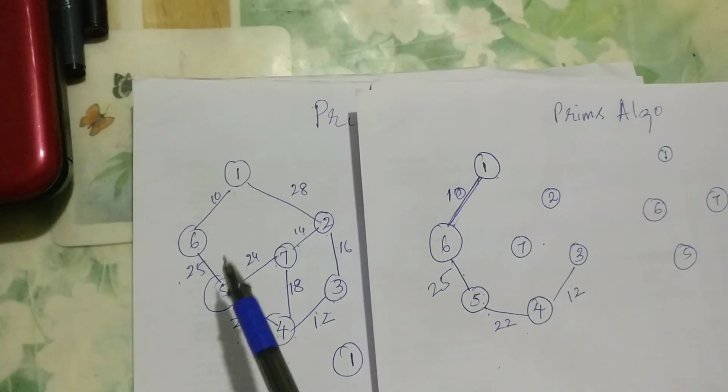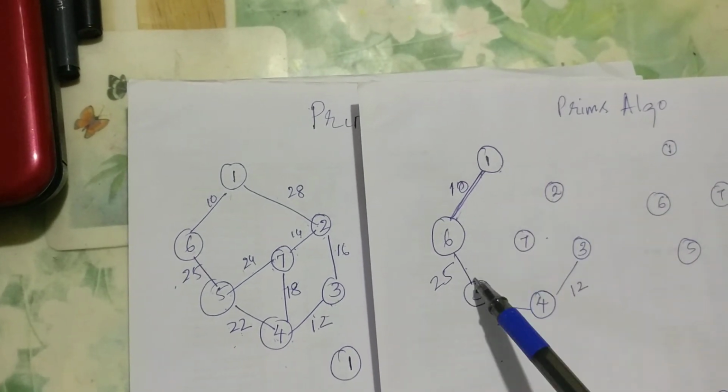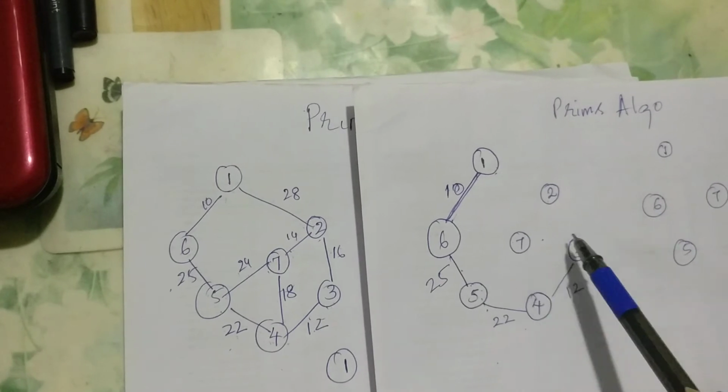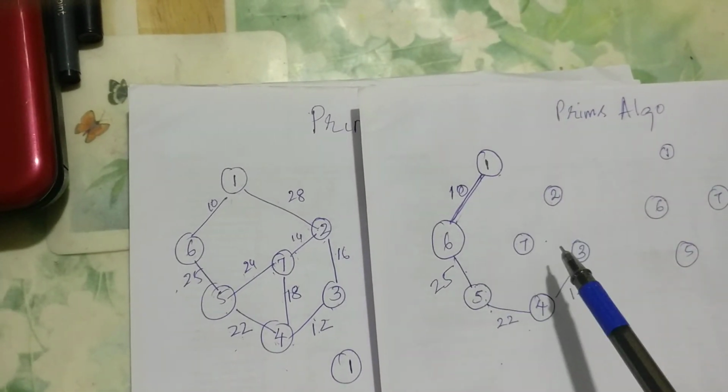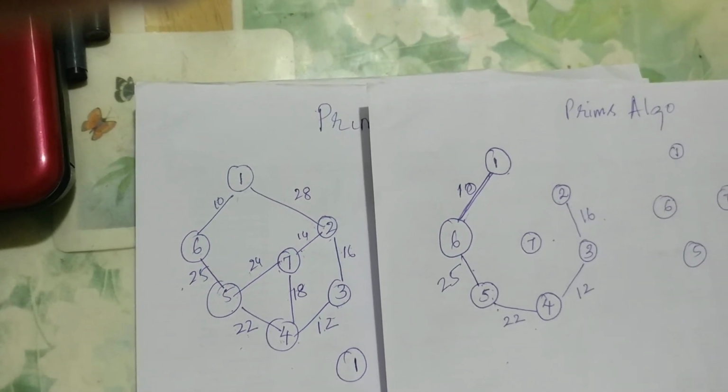So what is the next possibility? 28, 24, 18 and 16. Of all the four, 16 happens to be the smallest edge. So this will be the next edge.